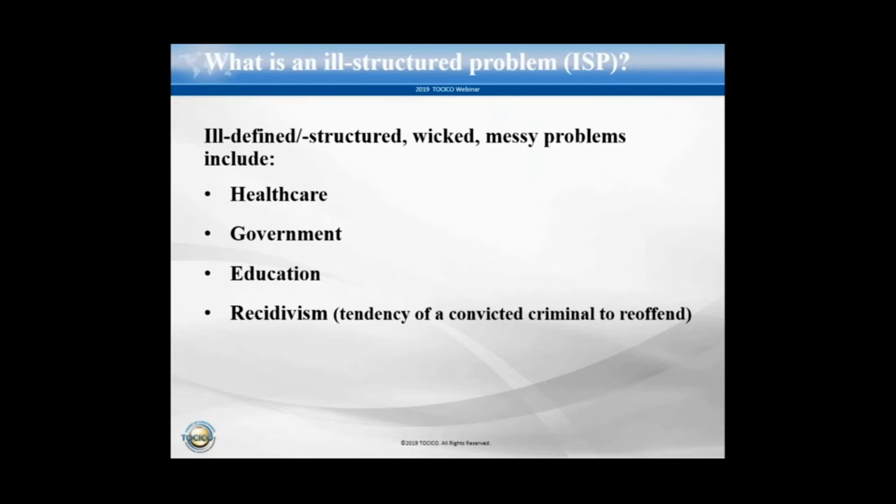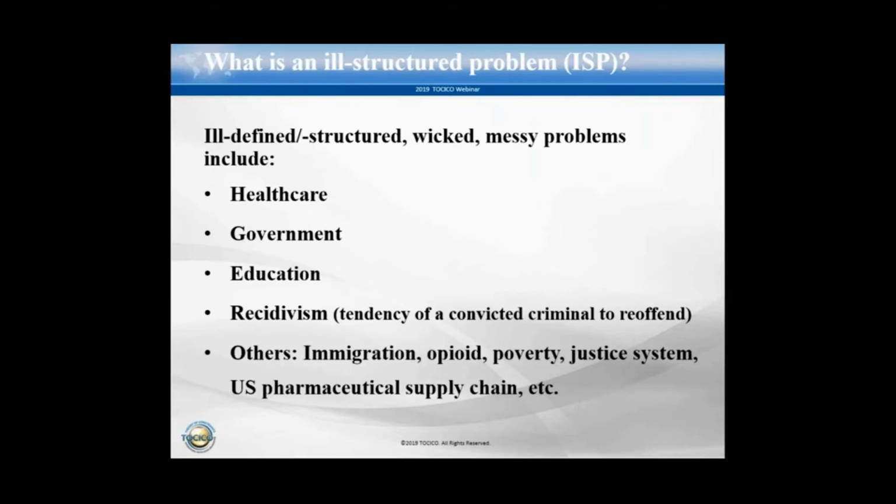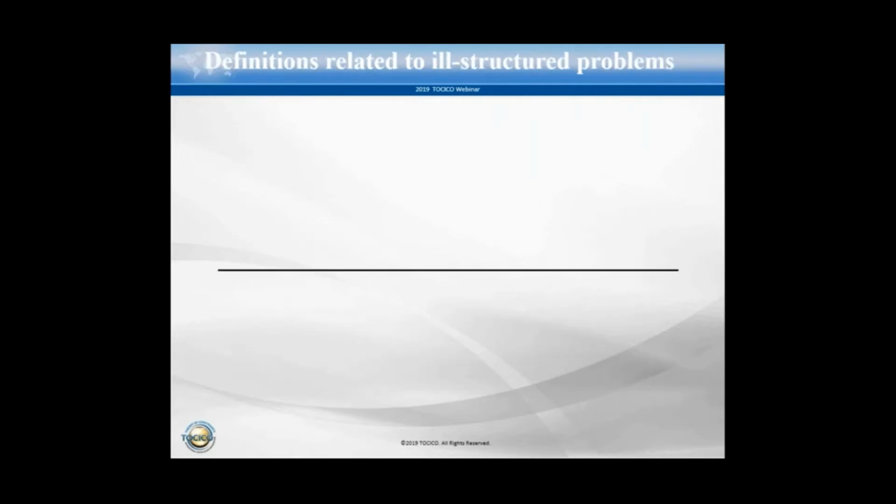Recidivism is the other I pointed out, and there are a number of others that are on the horizon in the US and in many other countries: immigration, the opioid crisis, poverty, the justice system, the US pharmaceutical supply chain with all the rules and regulations placed on that supply chain of pharmaceuticals.